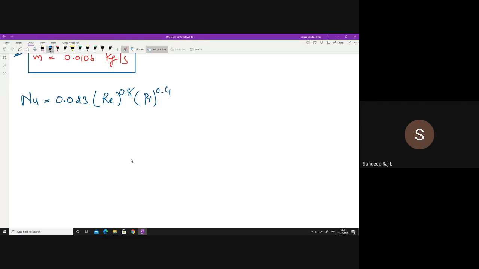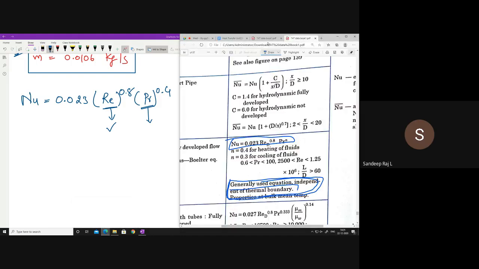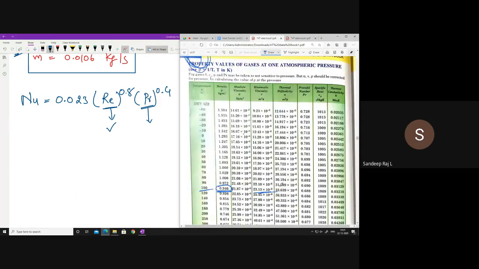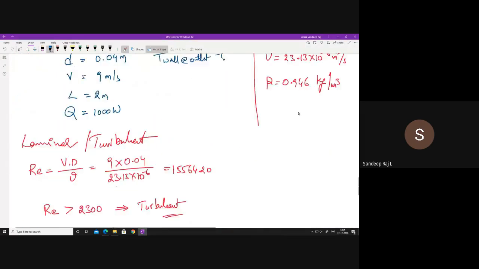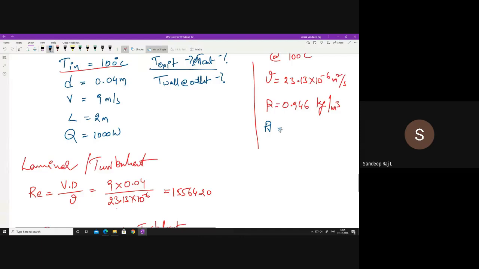Why 0.4, why not 0.3? Because it is a heating case. There is an electrical heater here, and that electrical heater will heat this air. So this is a heating case. You have already calculated the Reynolds number. The Prandtl number should be taken from the data book. So let's go to the data book, property values of air at 100 degrees centigrade. The Prandtl number is 0.688.